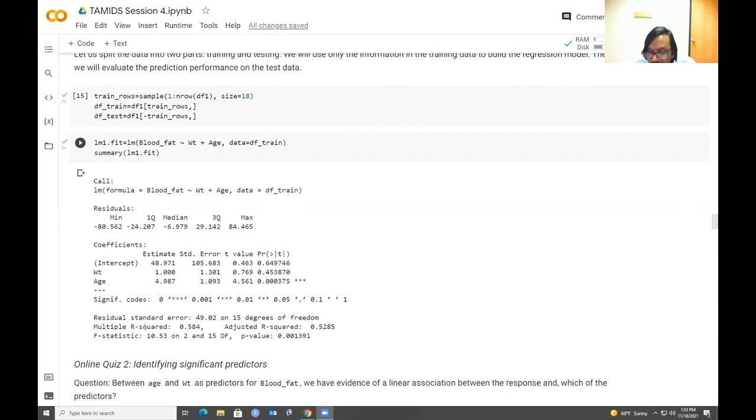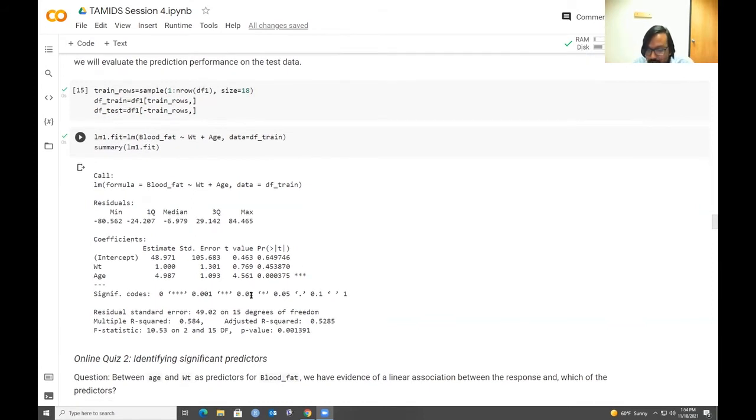The residual standard error, the multiple R-squared and the adjusted R-squared have the same interpretation as in the simple linear regression case. So for this example, 52.8% of the variability in the blood fat was explained by this regression model. A p-value of 0.00139, which is less than 0.05, shows that there is indeed at least one predictor among the predictors that has some linear relationship with the response.